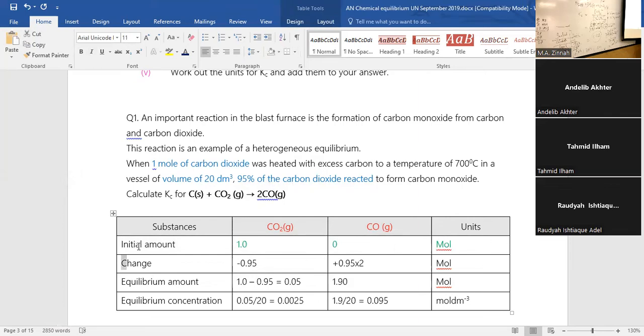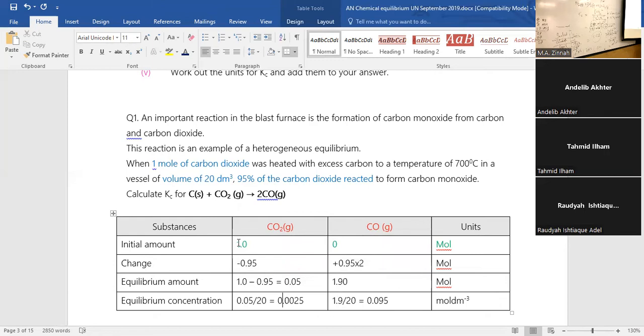Look at the change. It says 95%. 95% of 1 is 0.95. Then you get this is double. So you may have a problem with this. Remember, this is 1 and this is 2. So the ratio matters here for the change. This will be double change. Then the first one is still moles. For the equilibrium amount, subtract 0.95 from 1, and for the product, added together you get the equilibrium moles.